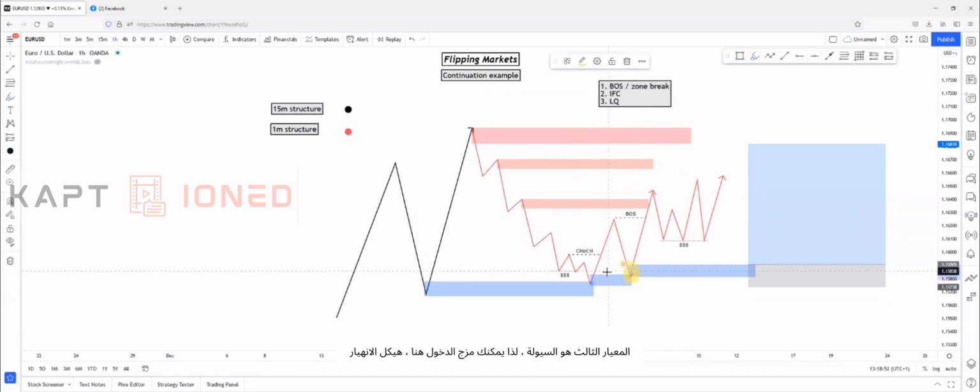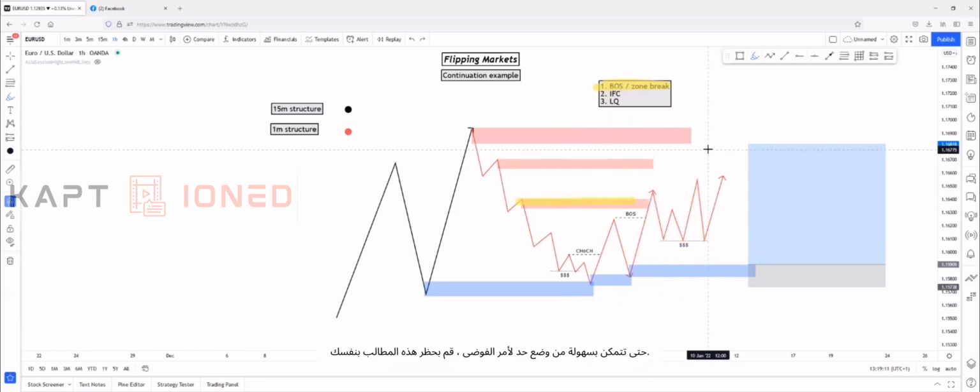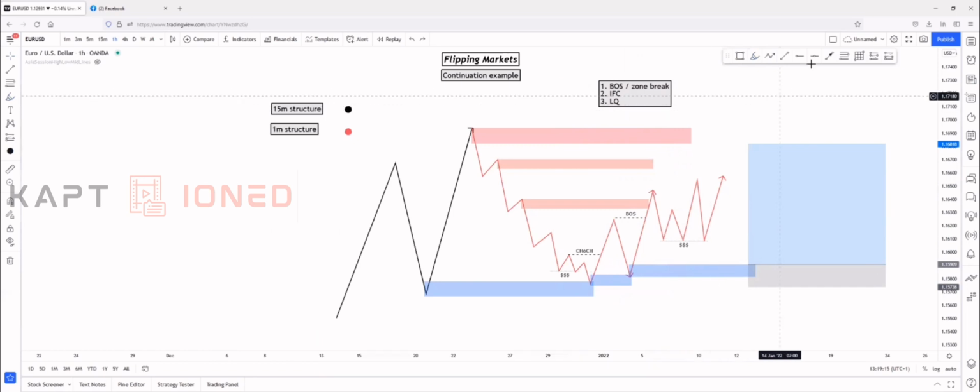So you missed the entry here. The break of structure happened to the upside. The zone break happened, so double confirmation. It happened with an inefficient movement. Second confirmation, after it created liquidity just above the demand zone that broke structure. Third confirmation, third criteria. So you can easily set a limit order on this order block, on this demand zone.